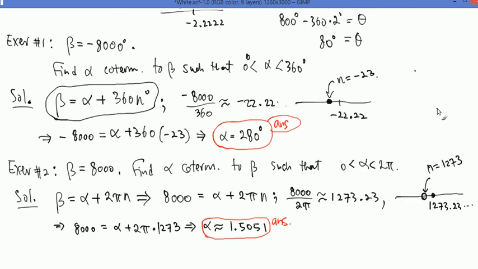Alright, how was it? Common mistake: when you put 2 pi in the denominator, you've got to put the parentheses around it. Other than that, the pi is going to be in the numerator. You're not going to get this. 1273.23. Right?